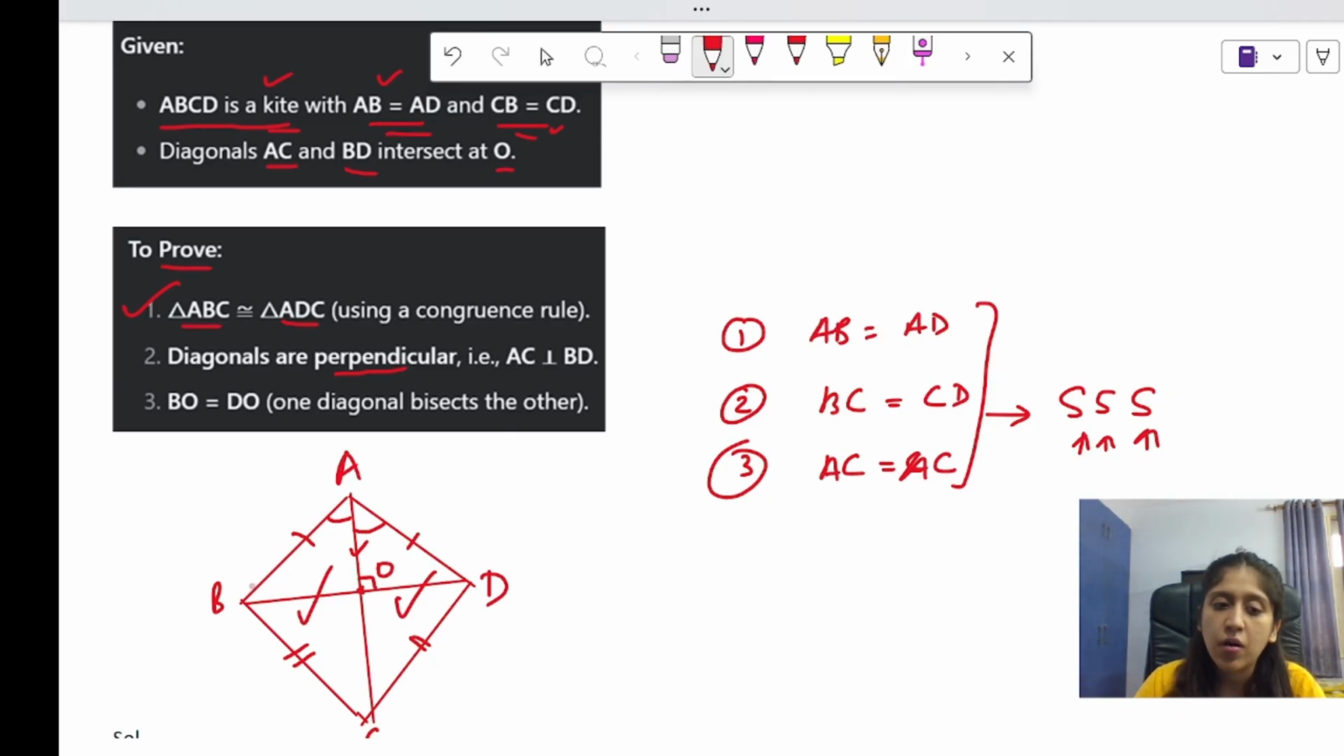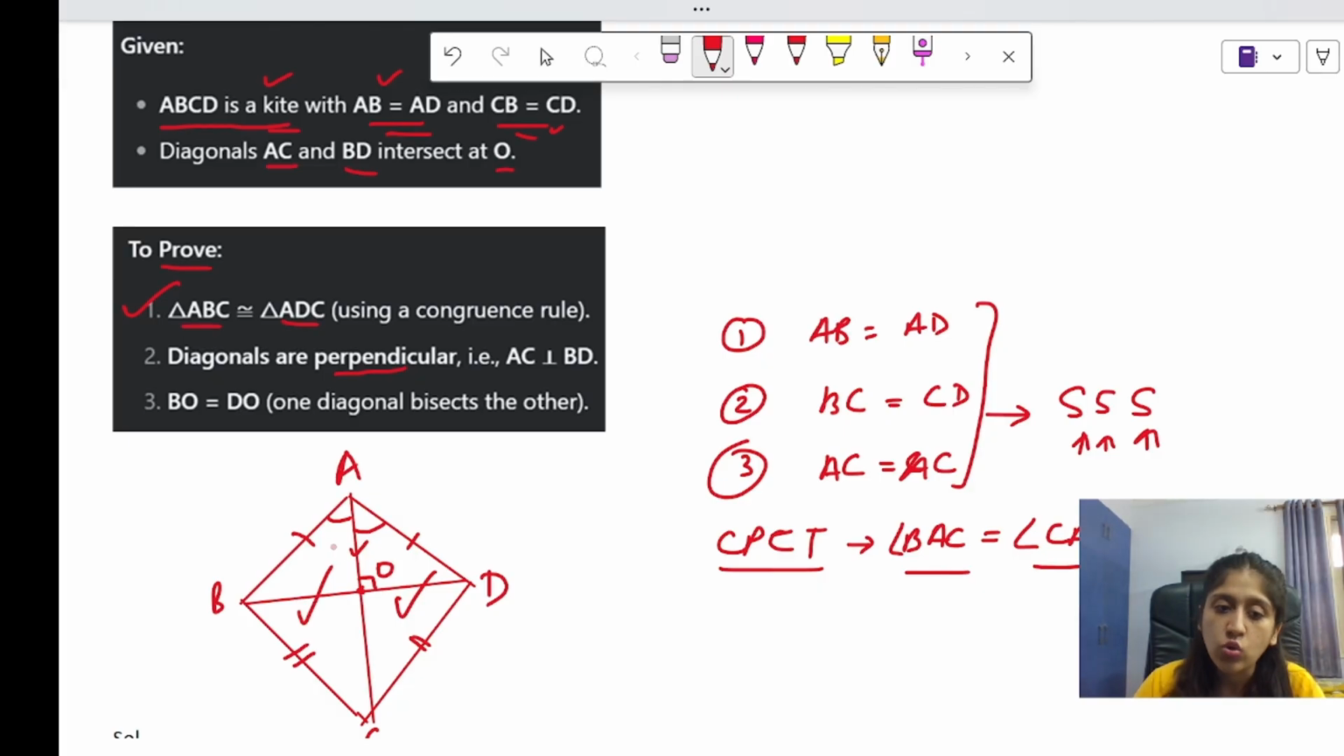Can I say angle BAC, so by CPCT, let me write it down so that it stays clear for you. I'm saying angle BAC is equal to angle CAD. So these two angles are equal, so by CPCT, yes. Now, if I have to prove this 90 degrees, then there is no other way.